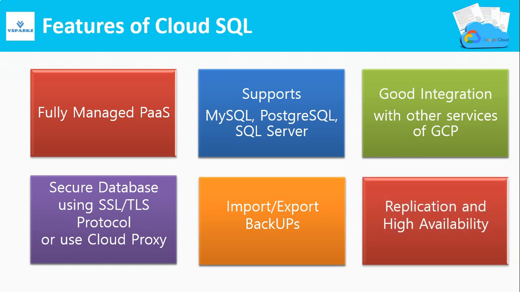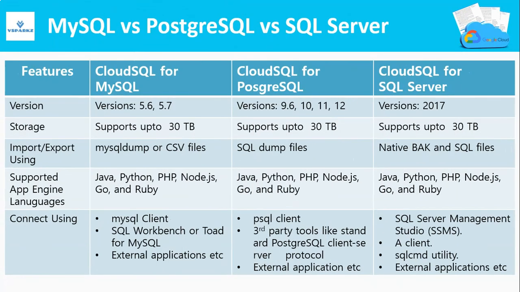We can offload the load that is coming to the master database by adding more read replicas, thereby the database read operations will be carried out in read replicas. We can also ensure highly available Cloud SQL instances by enabling HA configurations in the case of a disaster. These are the basic differences between Cloud SQL engines in terms of version, storage, import-export options, and supported programming languages.